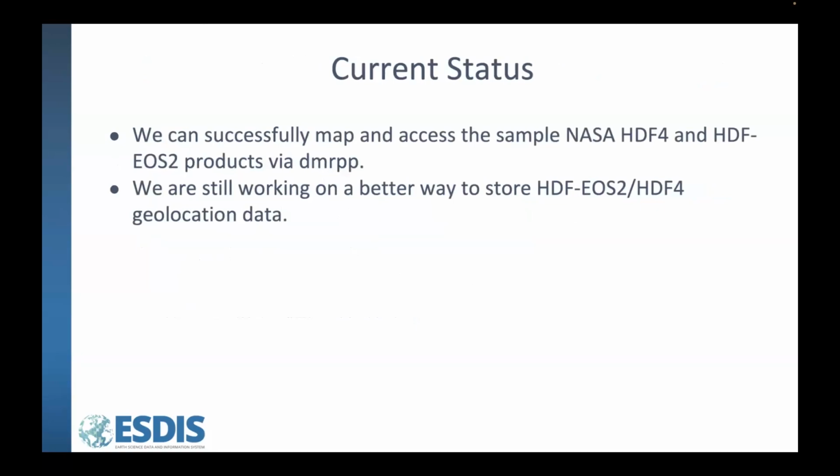Basically, current status, we can successfully map and access the sample NASA HDF4 and HDF EOS2 products received from data centers. These products, they say, okay, we are interested in serving this in the cloud. So we received them from data centers, we implemented that, we tested that, and they all can be successfully accessed through the DMRPP module. We are still working on a better way to store HDF EOS2 and HDF4 geolocation data. I'll ignore details.